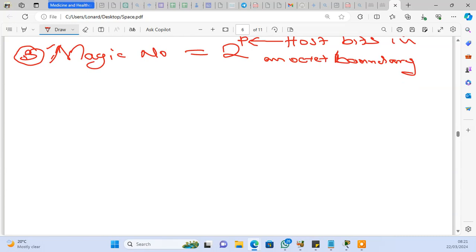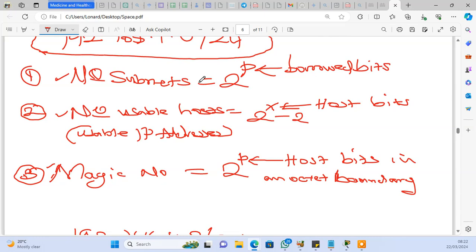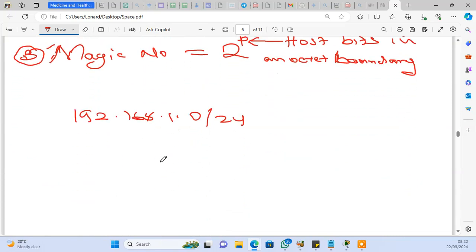So we have our question, our network address here, 192.168.1.0/24. If you have an address like this one, all you need to do is find the subnet mask, because it's what you're going to use to substitute. Once we have our subnet mask, we can use it to substitute in these formulas.